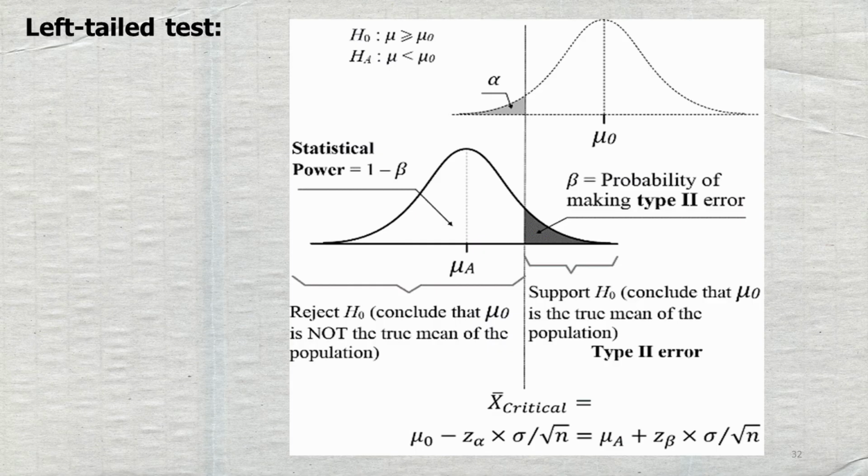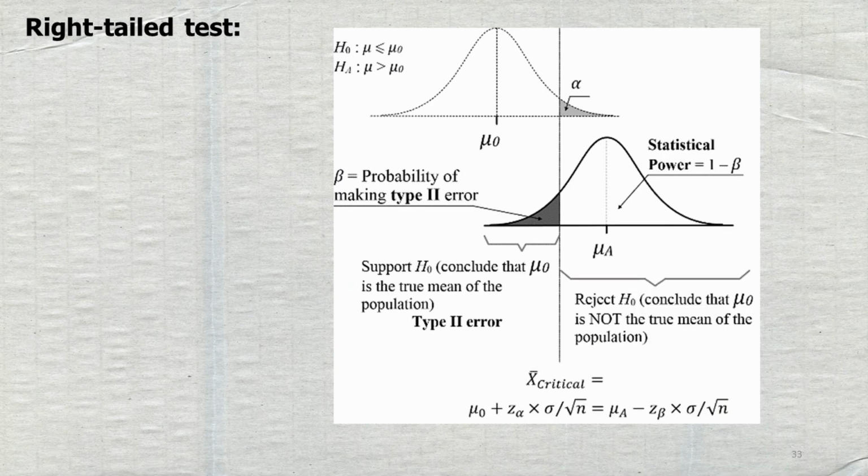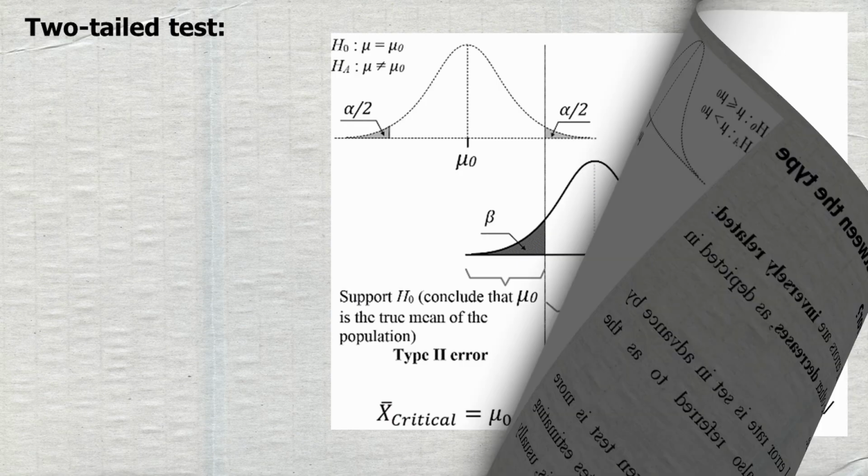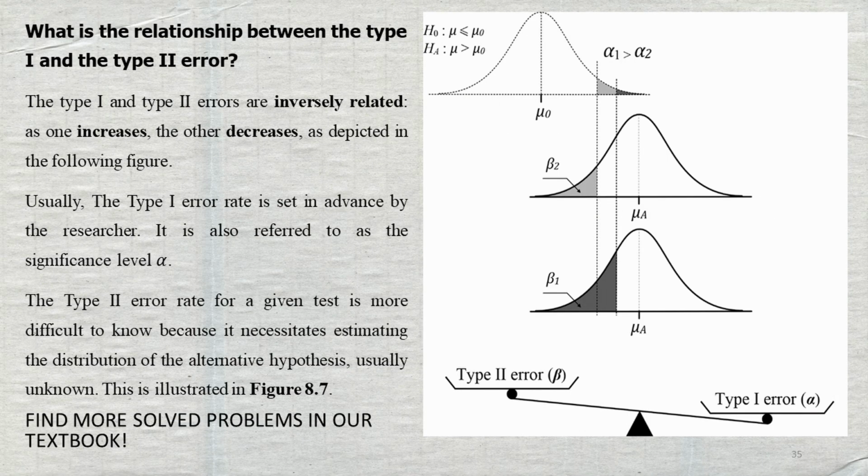pause the video and have a look at the left-tailed test, the right-tailed test, and finally, the two-tailed test. Observe the types 1 and 2 errors and the statistical power. What is the relationship between the type 1 and the type 2 error? The type 1 and type 2 errors are inversely related. As one increases, the other decreases, as depicted in the following figure.